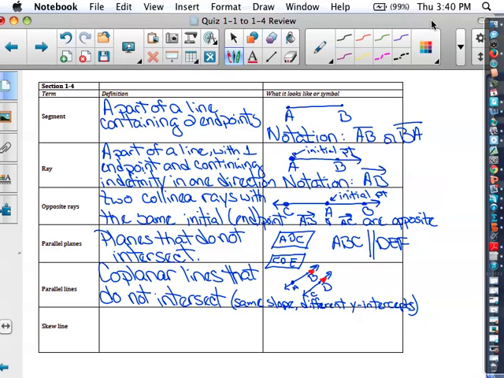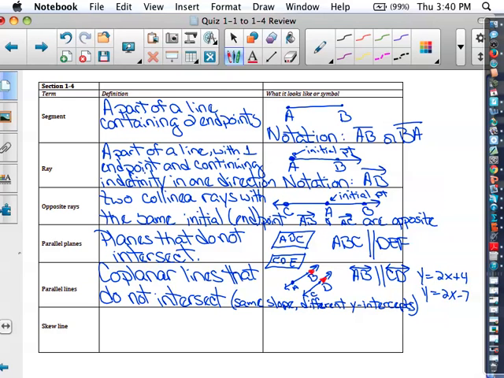So I want to talk about line AB. So line AB is parallel to CD. Okay. If we're looking at the slope, I might have something like y is equal to 2x plus 4, and y is equal to 2x minus 7. They are parallel lines. They have the same slope, different y-intercepts.